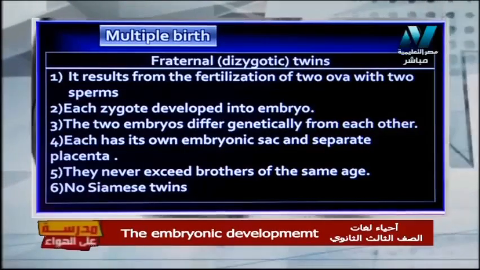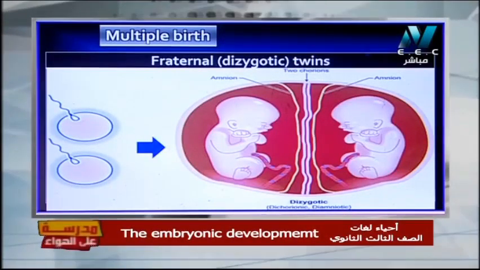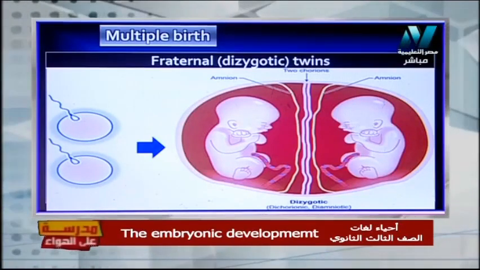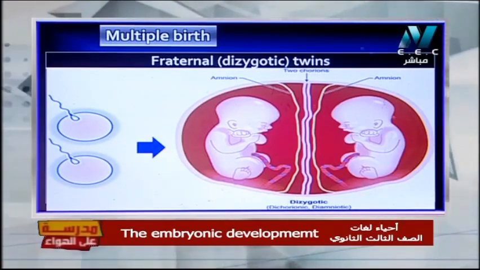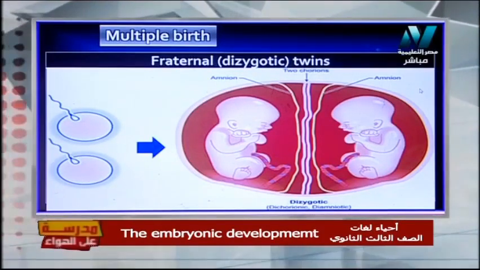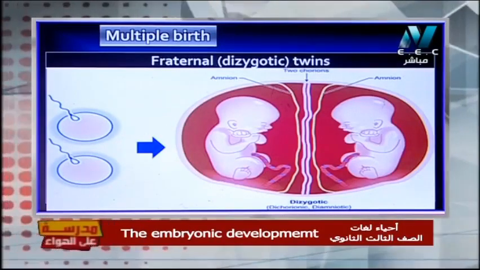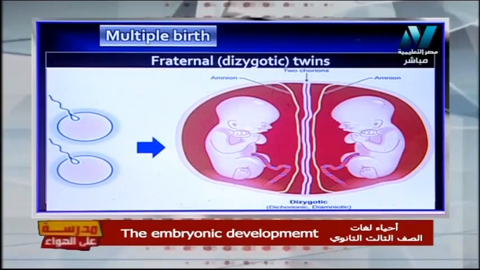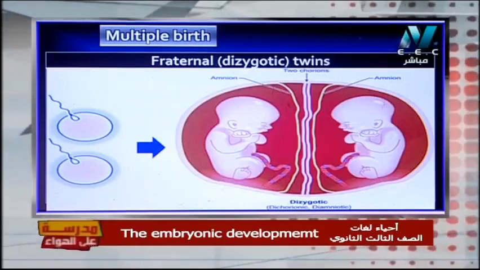يبقى الحالة التانية بتاعت الفراترنال دي أنا عندي 2 ova fertilized by 2 sperms each develop to form 2 fetus or 2 embryos, so each has its own placenta, its own embryo sac. They genetically are not similar to each other, so they may be different in skin color, in eye color, in the sex, in the blood groups. They may be different, but may be similar. But in the case of the monozygotic or the identical twins, it should be similar in the skin color, the eye color, the blood groups, the sex.